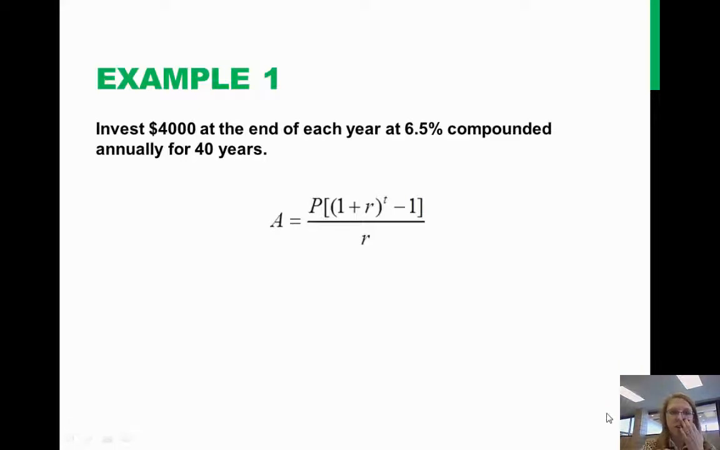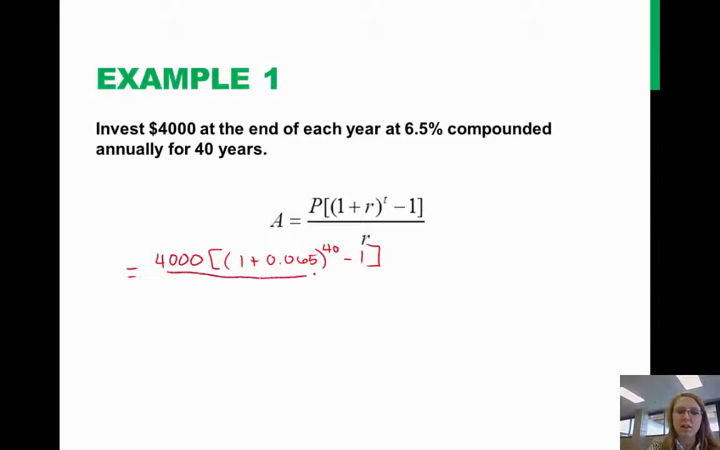Okay, so we have $4,000 at the end of each year at 6.5% compounded annually for 40 years. In this example, we're going to use the formula I gave you in the last slide and just plug these in the appropriate places. So we have 4,000 times 1 plus 0.065 to the 40th power minus 1, and then divide that by 0.065.